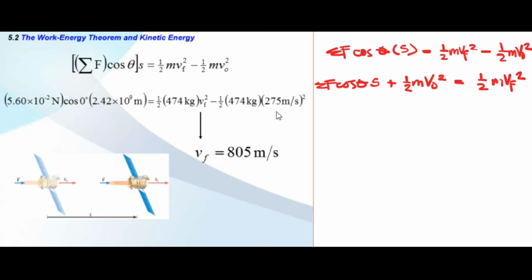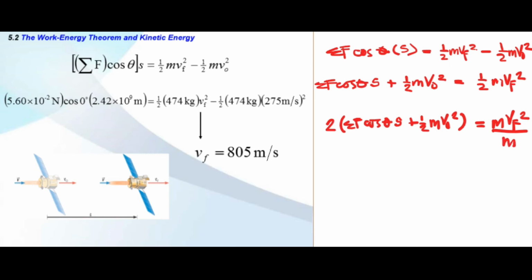Now, we need to get vf squared, the equation for vf. By multiplying it by 2, we eliminate 1 half on the other side of the equation. We'll have summation of f cosine theta times your displacement plus 1 half m v sub o squared is equal to m vf squared.